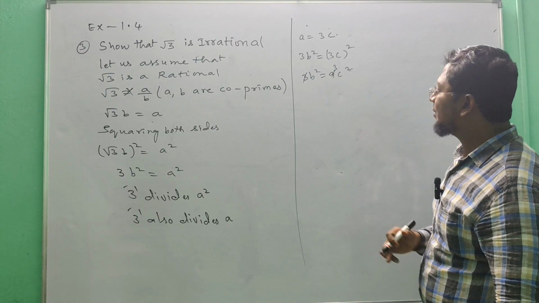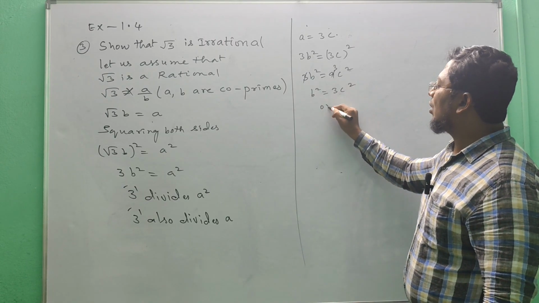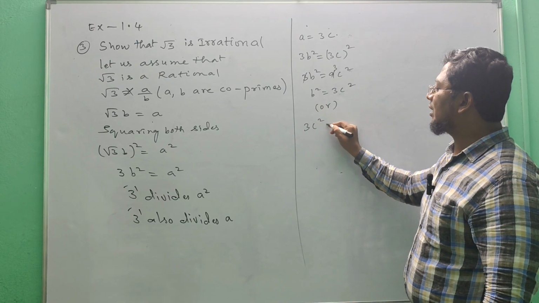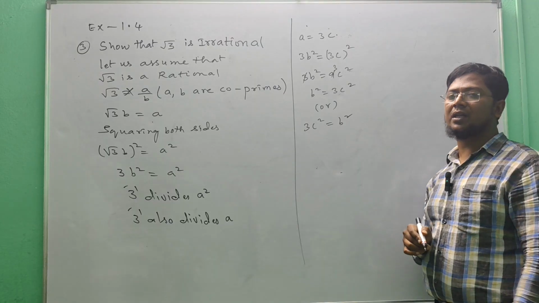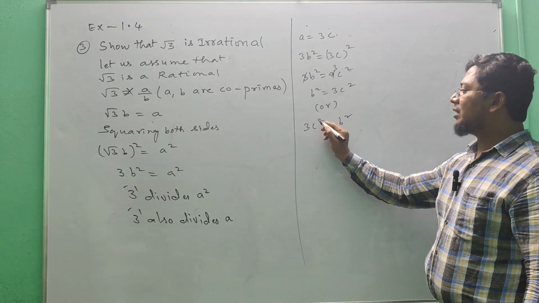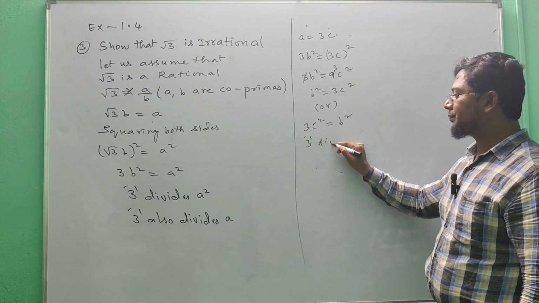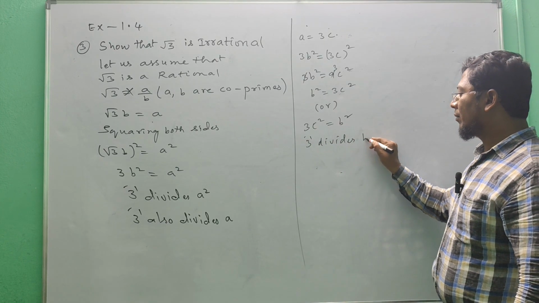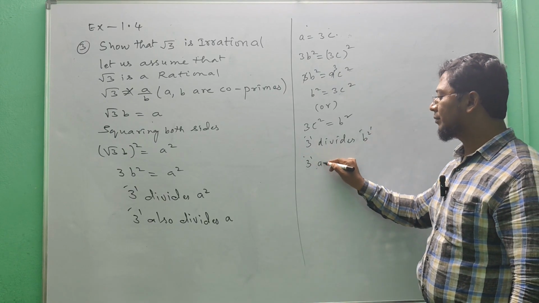So we can say that b square is equal to 3c square, or we can write 3c square is equal to what? b square. Same property, LHS is equal to RHS, RHS is equal to LHS. How do we read this? 3 divides b square, then 3 also divides b.